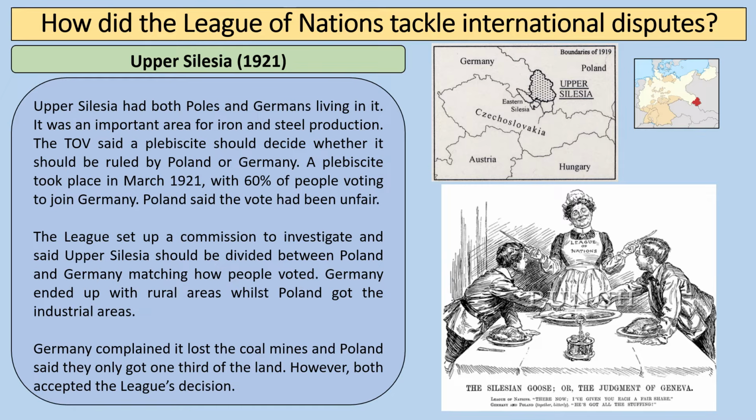But what it meant is that Germany ended up with mostly the rural areas, whilst Poland got the industrial areas. Germany was quite upset about this. It complained it had lost the coal mines, and Poland was upset because they said they only got a third of the land. In the end, though, this was a dispute which the League of Nations managed to solve, and you can see this on the cartoon here, and both accepted the League's decision.